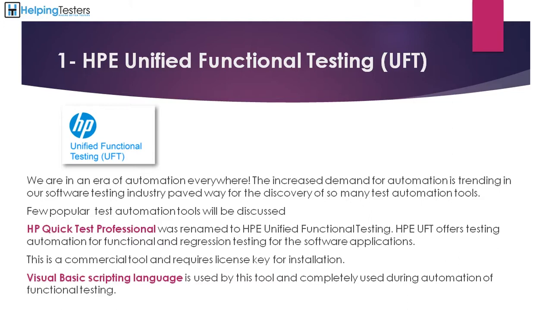The Quick Test Professional was renamed as HPE. So this HPE is a product of HP, and this helps in automating both functional as well as regression testing. Since this is a product from HP, this is a licensed, commercial product that you need to buy from them. You will have one license key to install that in your organization's PC. So HP Quick Test Professional is renamed as HPE Unified Functional Testing, which is exclusively used for functional as well as regression testing.